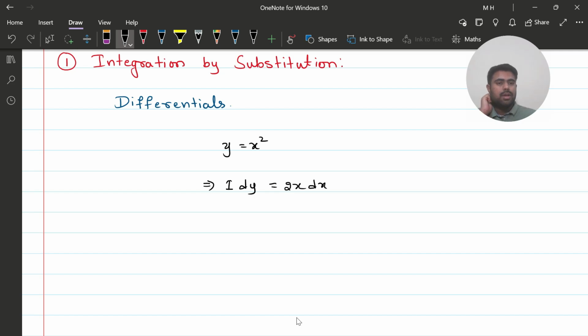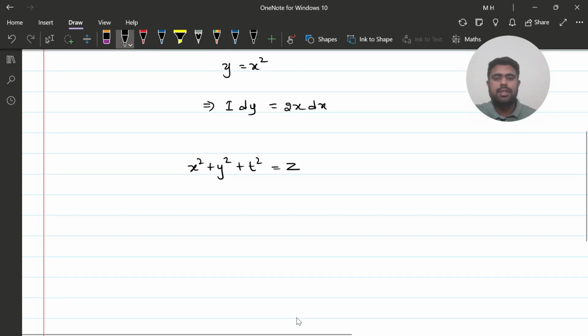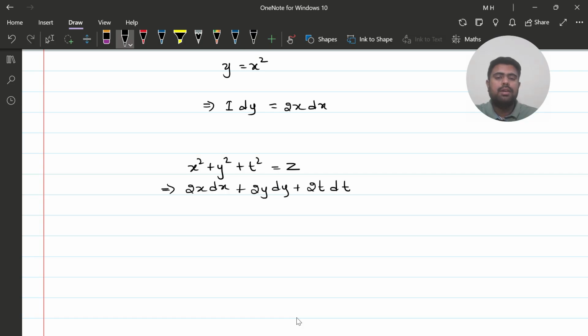That's all. Now if I give you, let us say, x square plus y square plus t square equal to z, how will you find the differential of this function? What is the derivative of x square? It is 2x dx. What is the derivative of y square? It is 2y dy. What is the derivative of t square? It is 2t dt. What is the derivative of z with respect to z? It is 1 dz. Right?